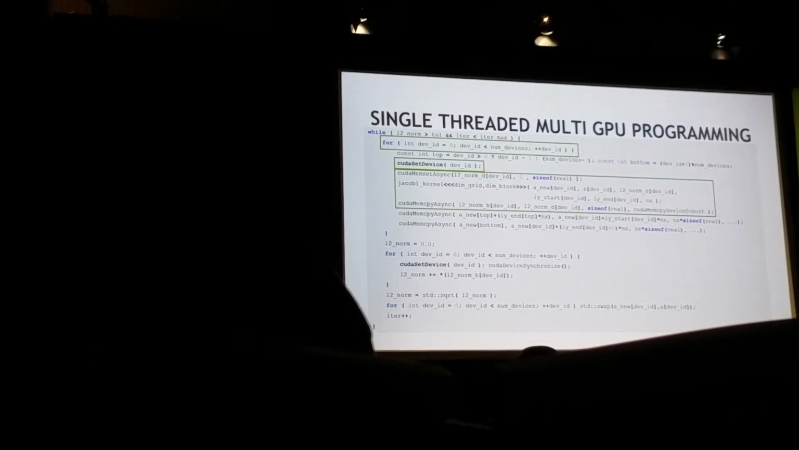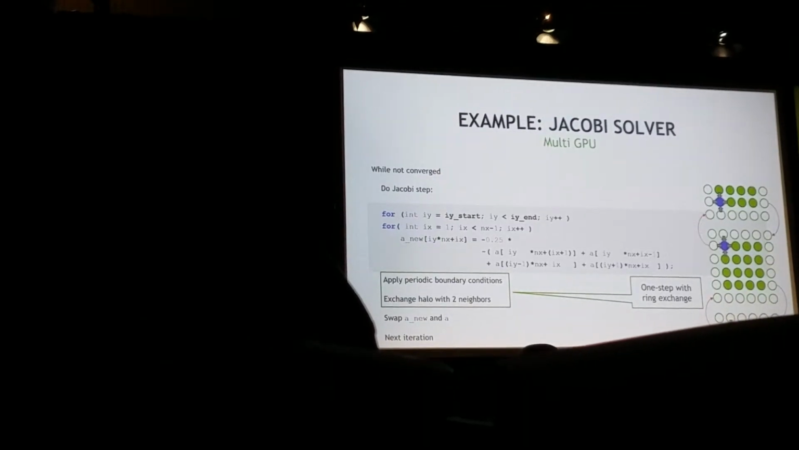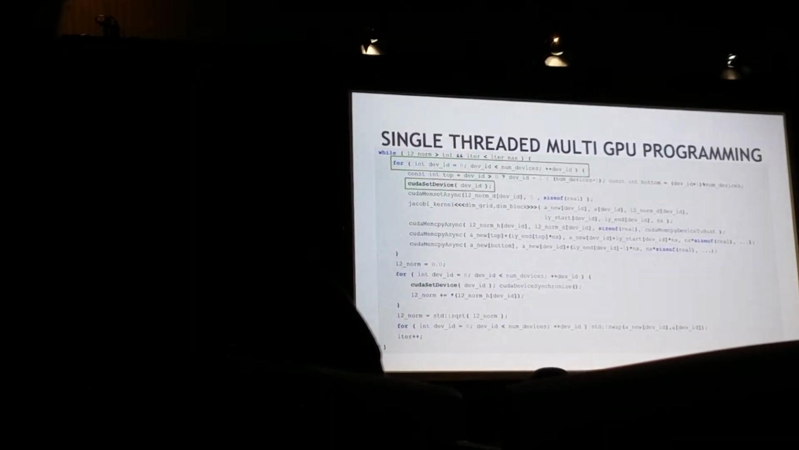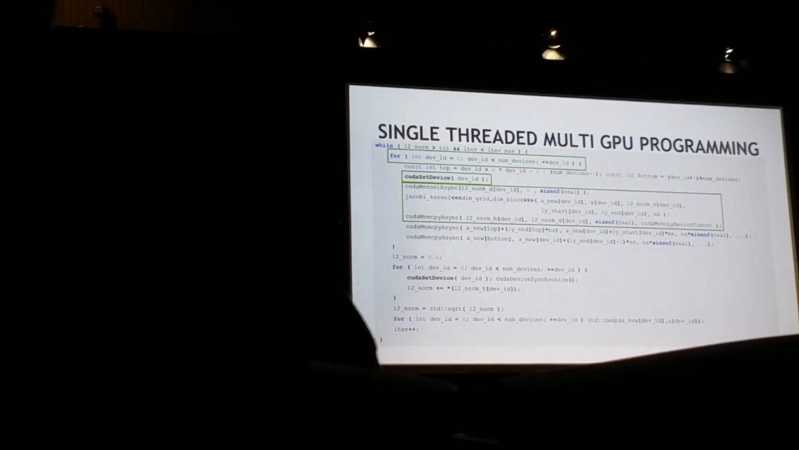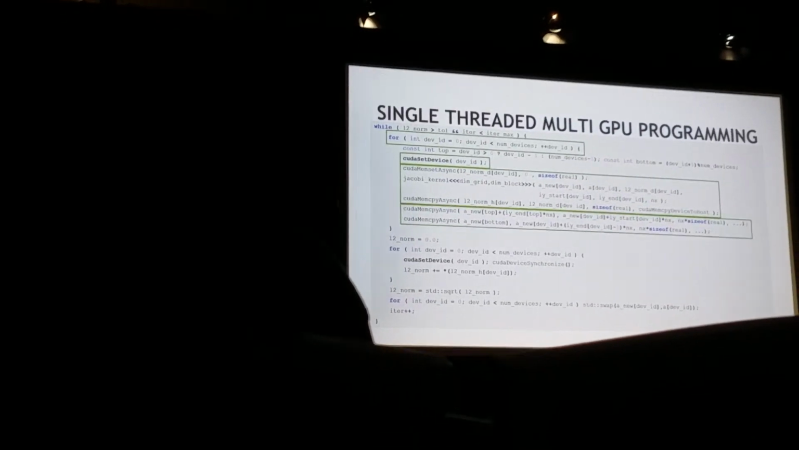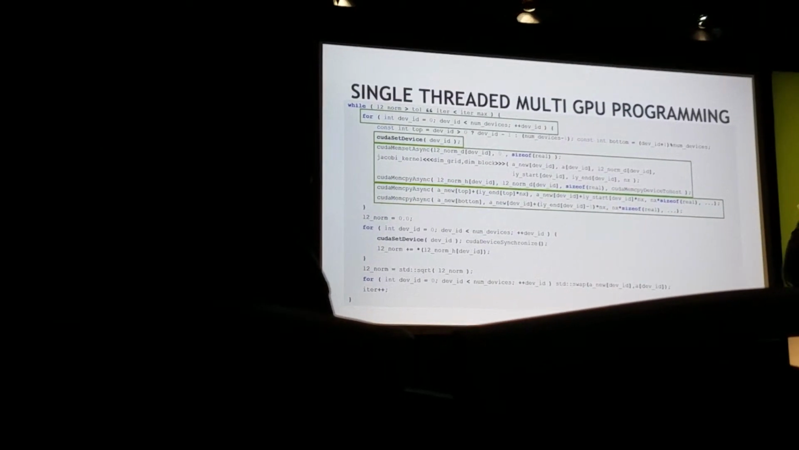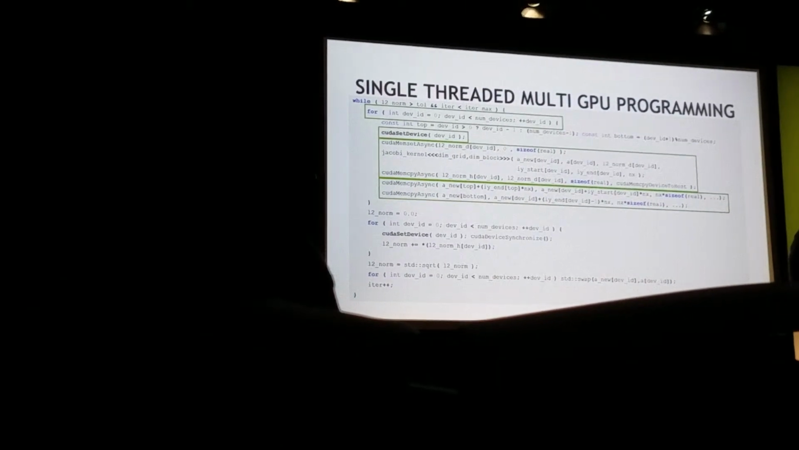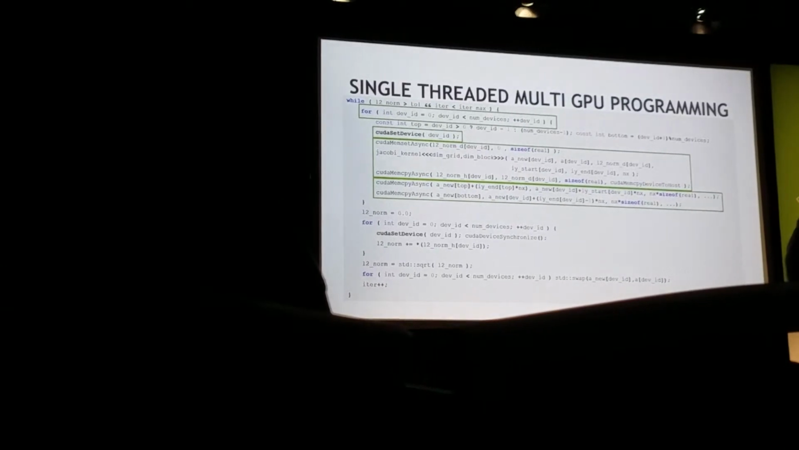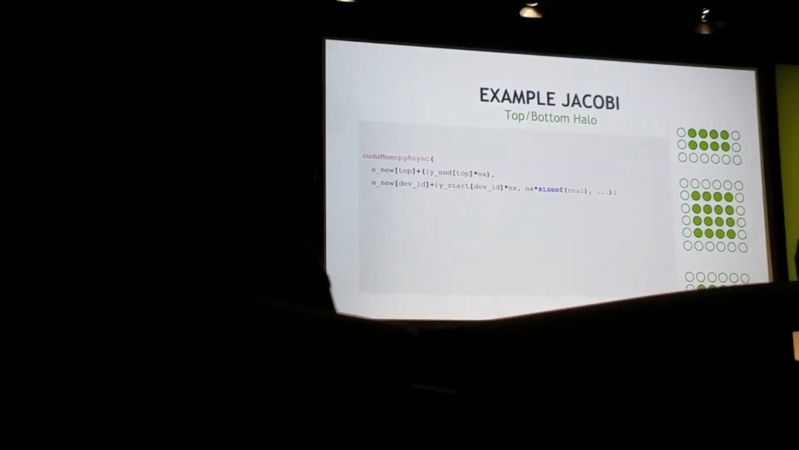So that's just this loop in the middle. After that, we need to do this halo exchange, and that is done with two memcopyAsync calls. Because that's the fundamental communication pattern here, I want to dive a bit deeper into that and explain how that works.